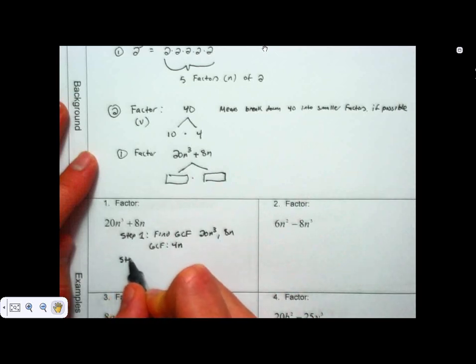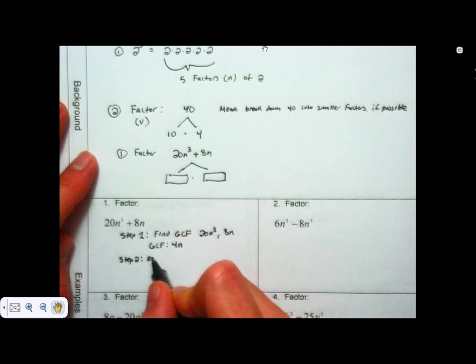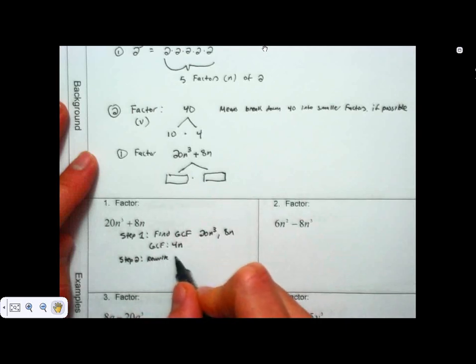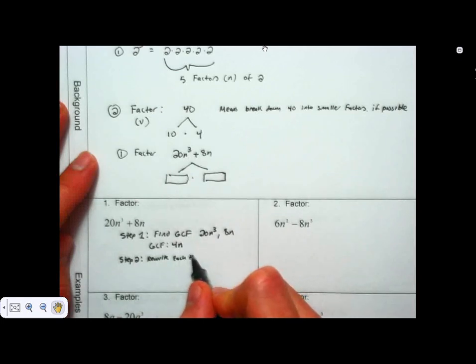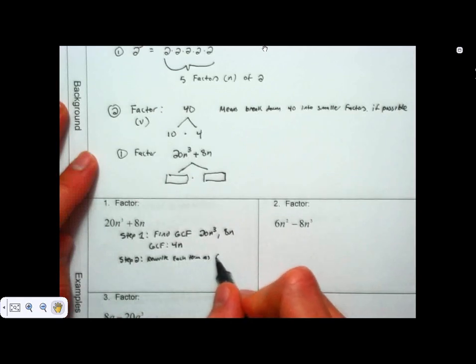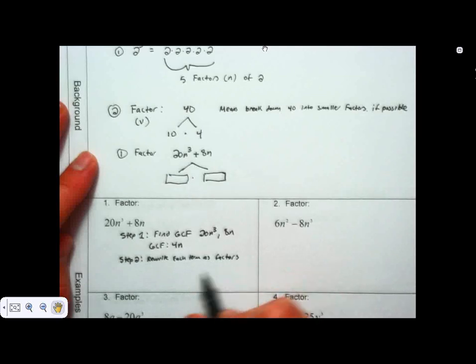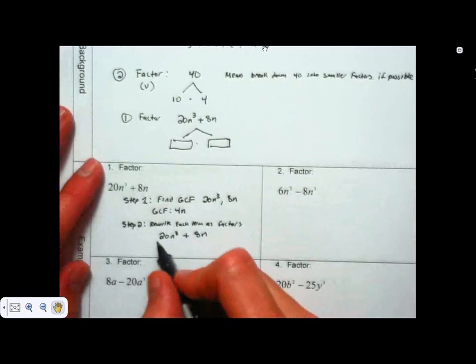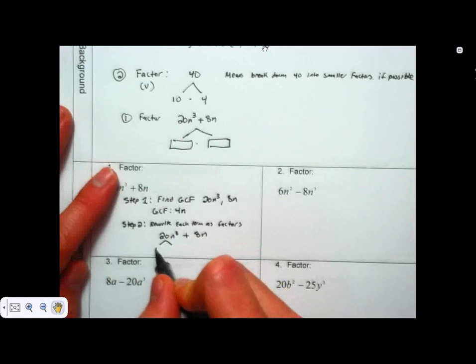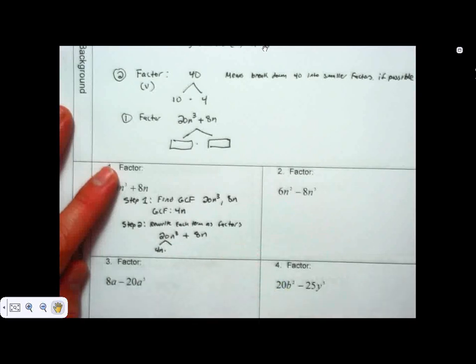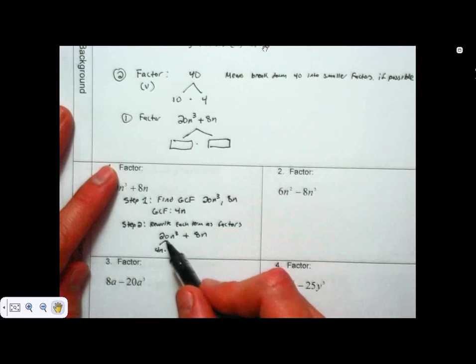So then step 2 is I'm going to rewrite each term as factors. So I've got 20n to the 3rd plus 8n. And what we just found out is that 4n is basically going to be able to be divided evenly into both terms.